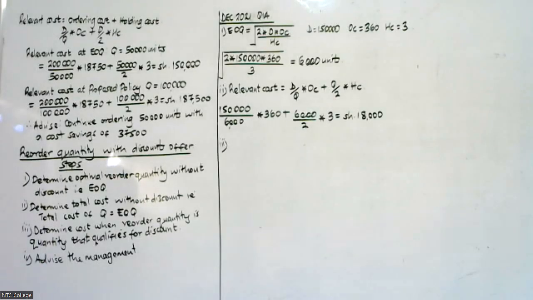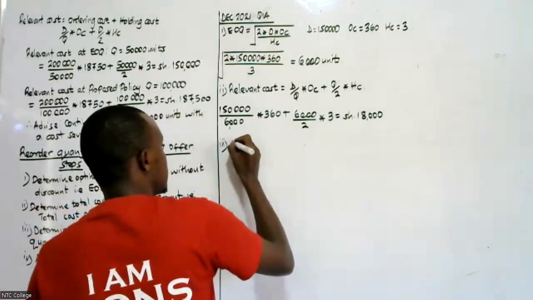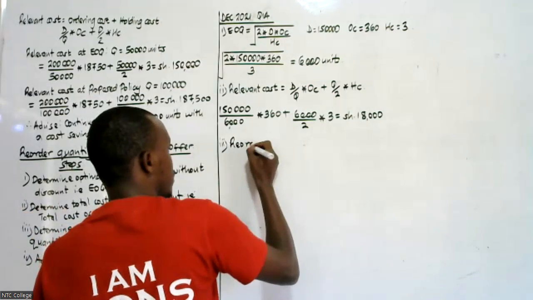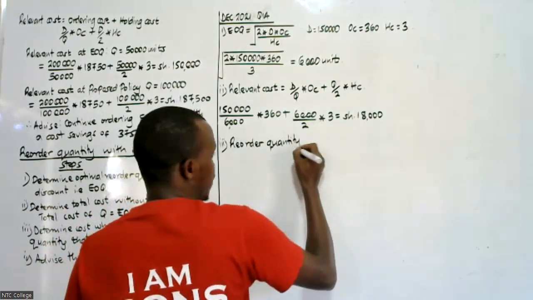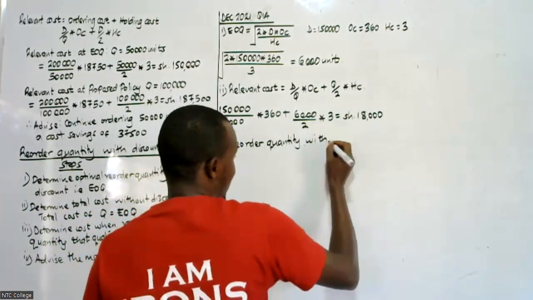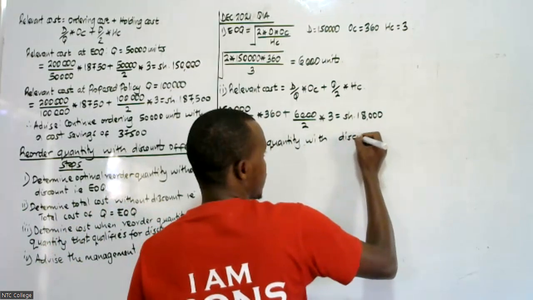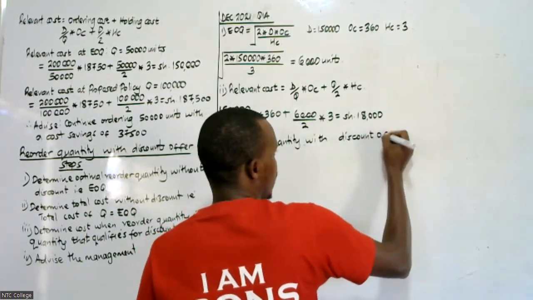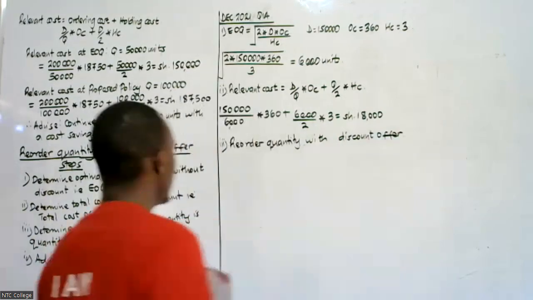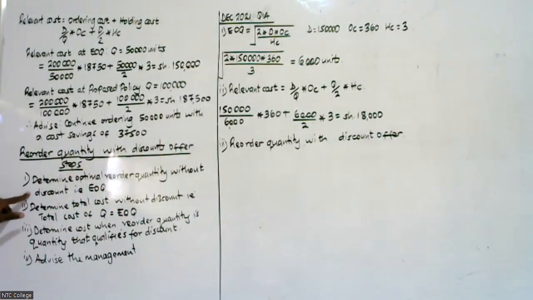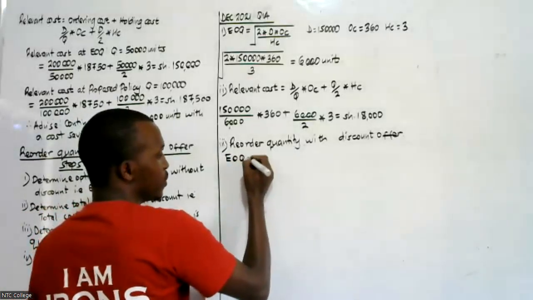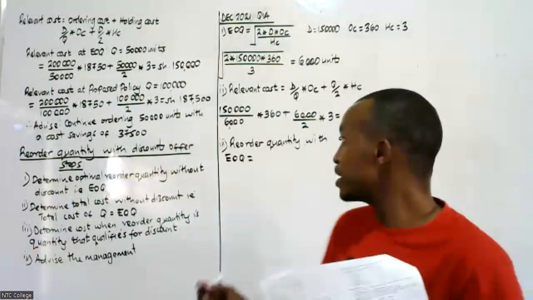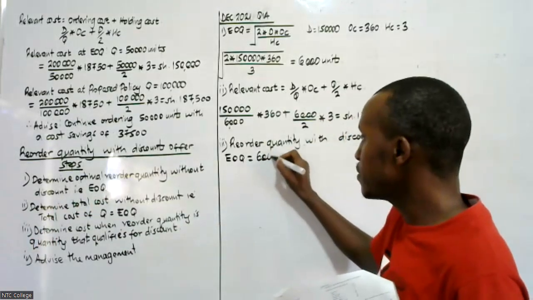Part 3, advise the management whether the discount should be accepted. So this is the order quantity with discount. Now, these are the steps. Step number one is compute your EOQ. Yes, we have without discount. And we got 6,000 units.